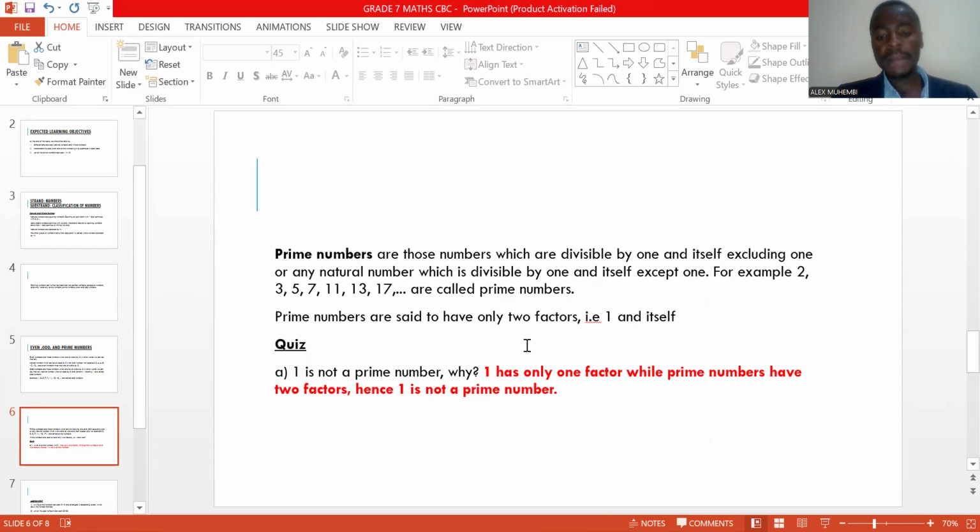So remember, prime numbers have 2 factors. You need to have 2 factors. If it has one factor, it is not a prime number. If it has 3 factors, then it is also not a prime number. It is a composite number if it has 3 factors or more. But if it has 2 factors, then that qualifies to be a prime number.